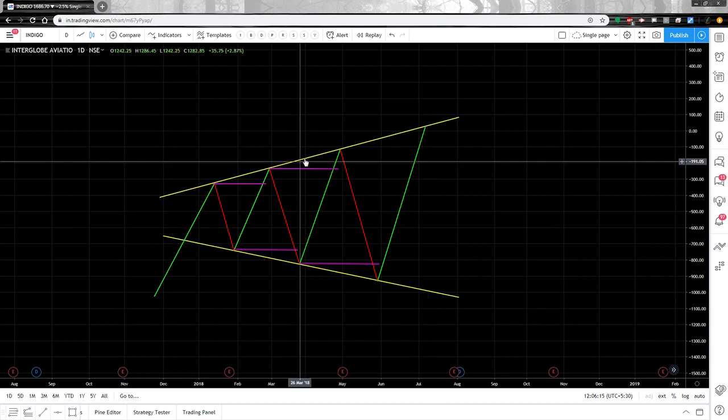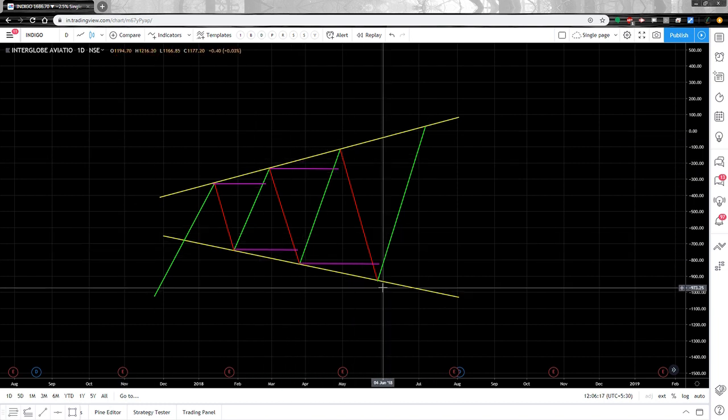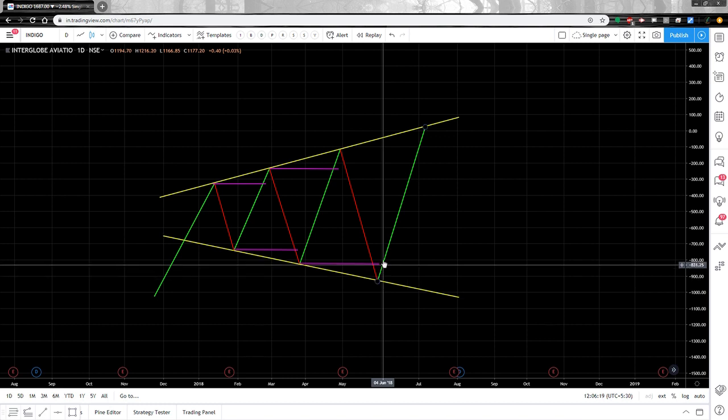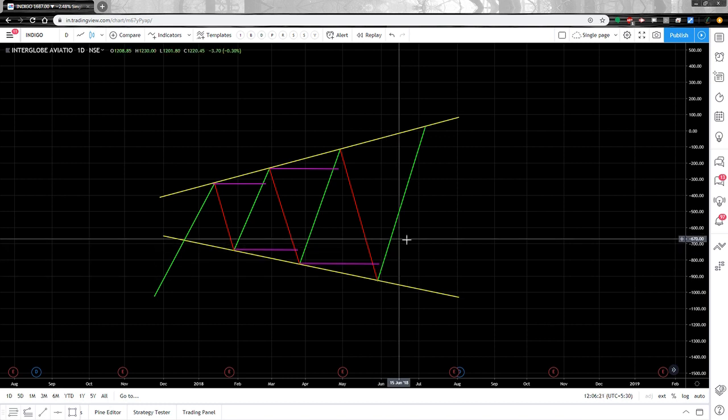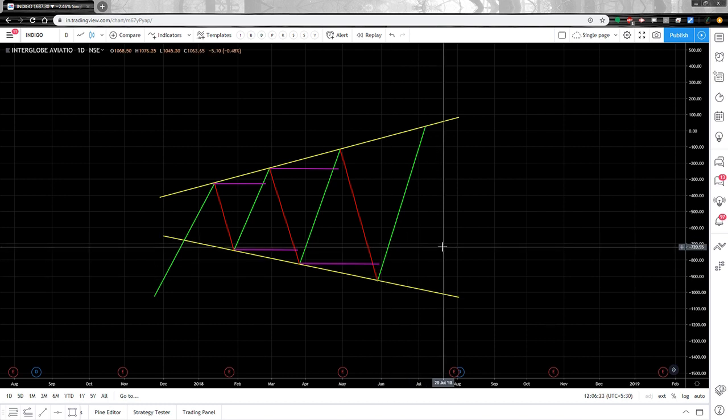It makes higher highs, it makes lower lows, but it never sustains the move. Okay, so whenever you see a broadening triangle happening in any of the time frames, it might be 5 minutes, it might be 15 minutes, it might be hourly, daily, weekly, or monthly, whenever you see a broadening triangle happening, the best way to trade them is to avoid trading that particular script.